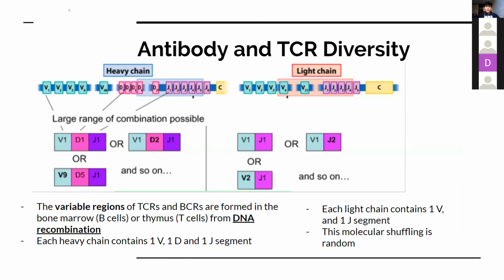Okay, antibody and T cell receptor diversity. This is a bit complex and confusing, but it essentially allows a massive combination of antibodies and T cell receptors. You have variable regions, formed from DNA recombination, which combines V, D, and J segments. Each light chain contains a single V and a single J, and each heavy chain has a V, D, and J, and the shuffling is random. All right, cool. Next.